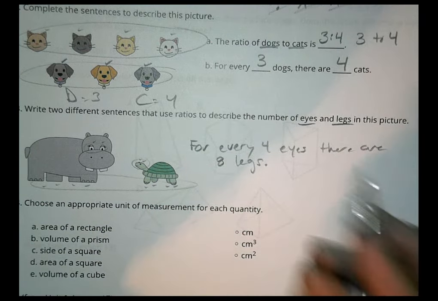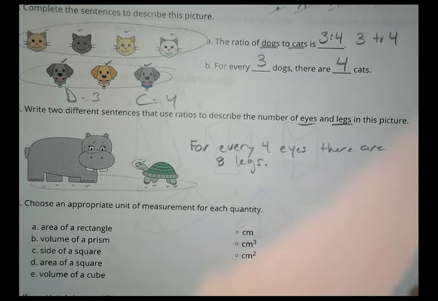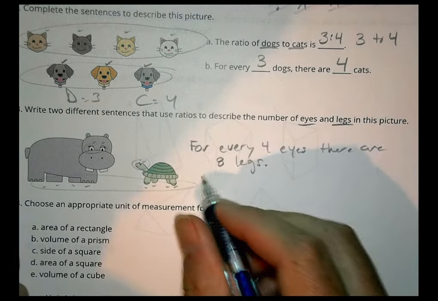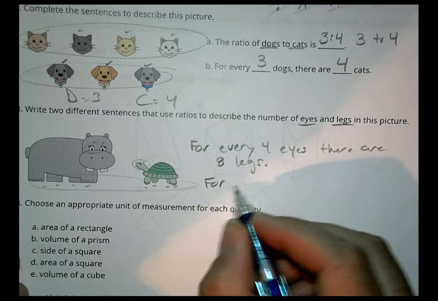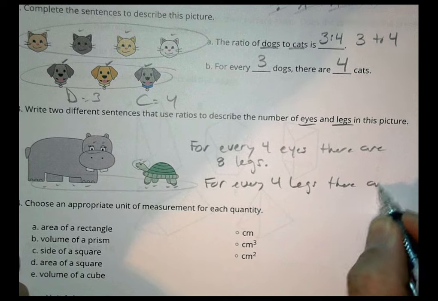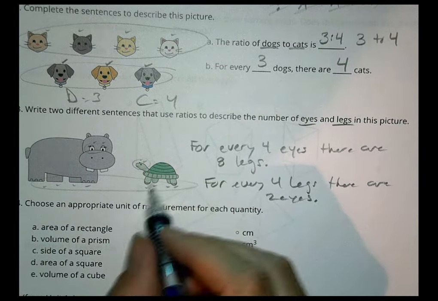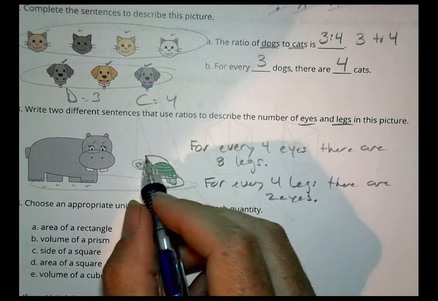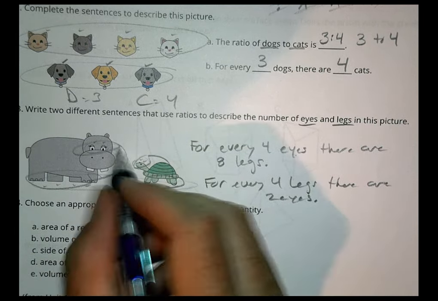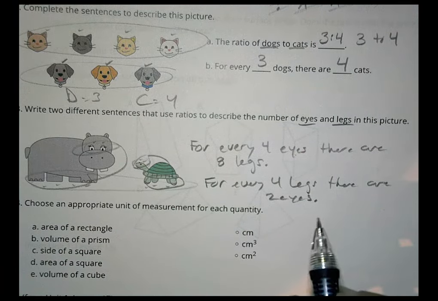I could do it the other way. I could say for every 8 legs, there are 4 eyes. That would work. I could also reduce it down, right? I could say for every 4 legs, there are 2 eyes, right? Here are 4 legs, and it connects to the 2 eyes. 4 legs, 2 eyes. So you come up with your own idea there as well, but those are a couple examples. All right, number 4 is review from our last unit.